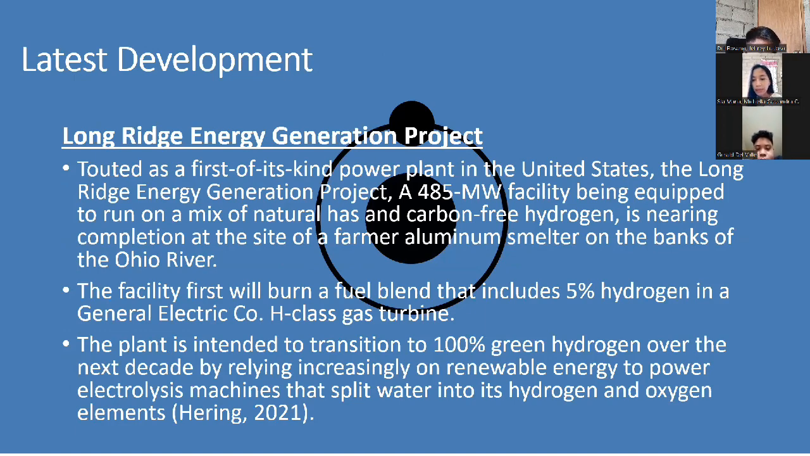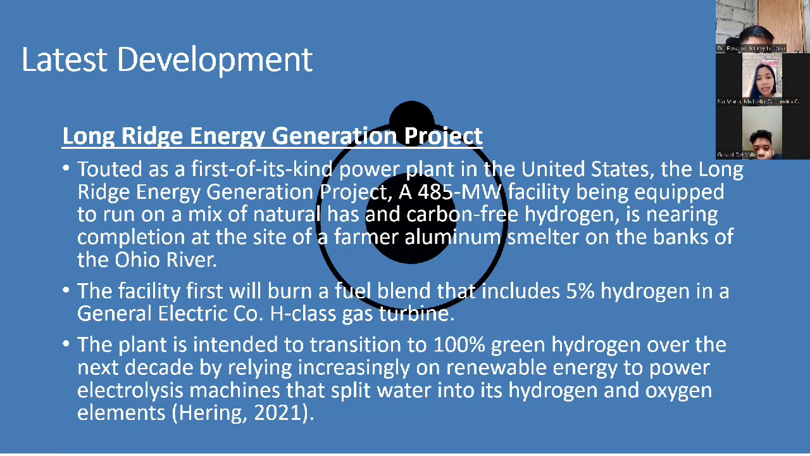Latest development. The Long Ridge Energy Generation Project, touted as the first of its kind power plant in the United States, an 484 MW facility being equipped to run on a mix of natural gas and carbon-free hydrogen, is nearing completion at the site of a former aluminum smelter on the banks of the Ohio River.